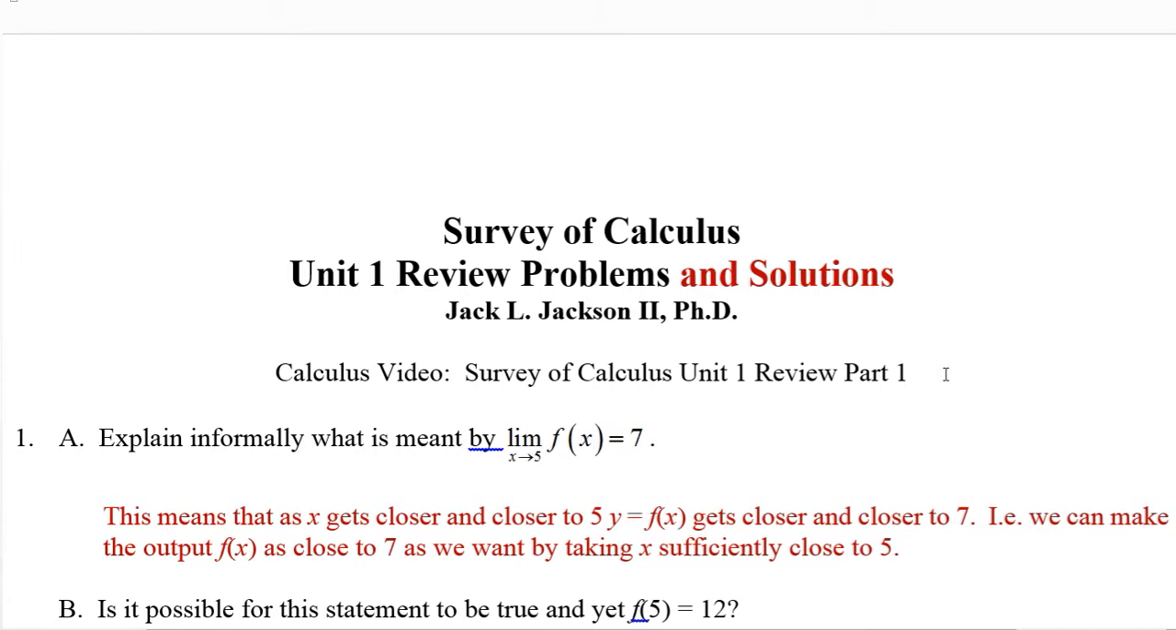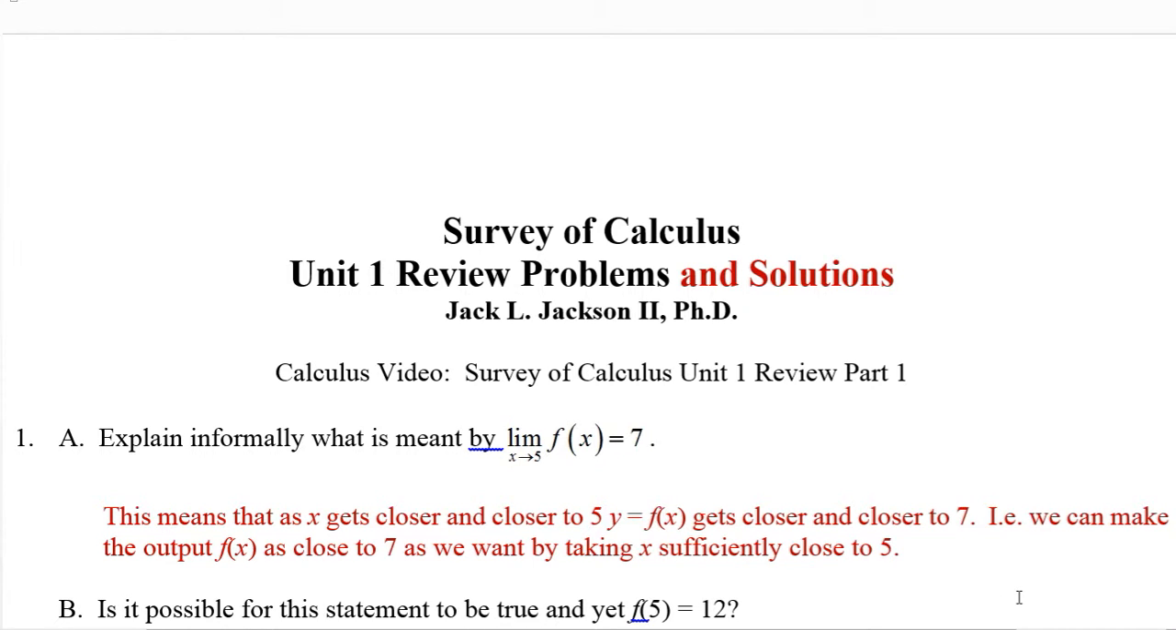So first question, explain informally what is meant by the limit as x approaches 5 of f of x equals 7. And by the way, that's how you would read that. Well, this means that as x gets closer and closer to 5, y, or f of x, gets closer and closer to 7. So another way to phrase that is we can make the output f of x as close to 7 as we want by taking x sufficiently close to 5.